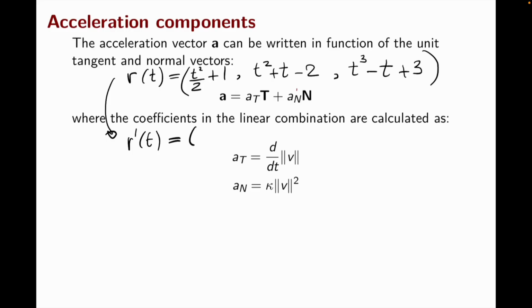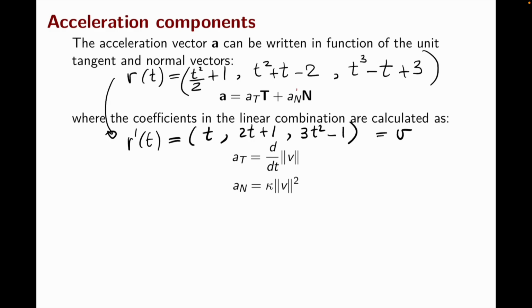So the velocity is going to be equal to, and so we do the derivative of this. Well, the derivative of t squared over 2 is just t. The derivative of 1 is 0. So the derivative of t squared is going to be 2t plus the derivative of t is going to be 1, and the derivative of a number is 0, and so the derivative here is going to be 3t squared minus 1.